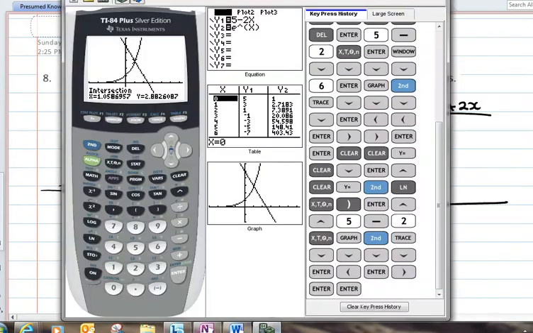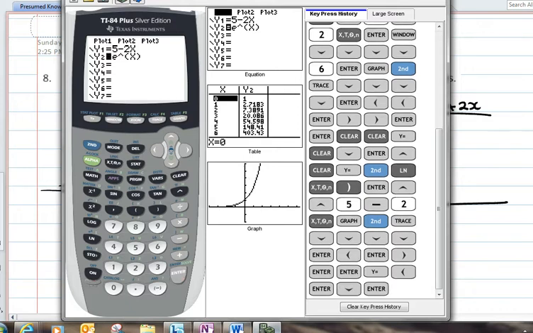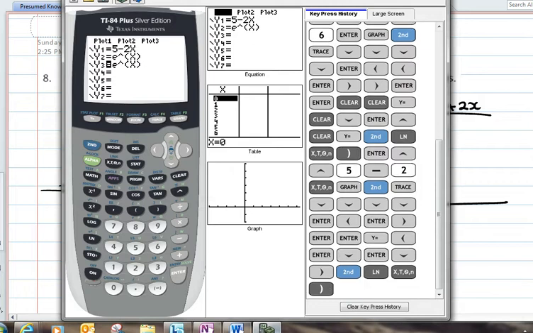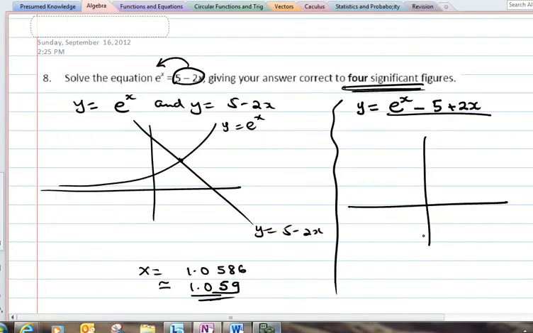Again, you go to your GDC, y equals, I don't want these ones, so I will deselect them. Now I want to draw the graph of y equals e to the x minus 5 plus 2x, and if I graph that, that's the kind of graph that I will get.